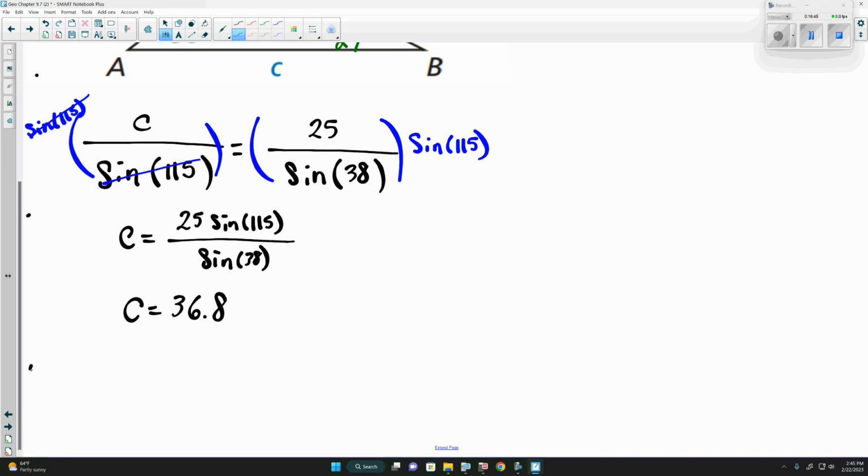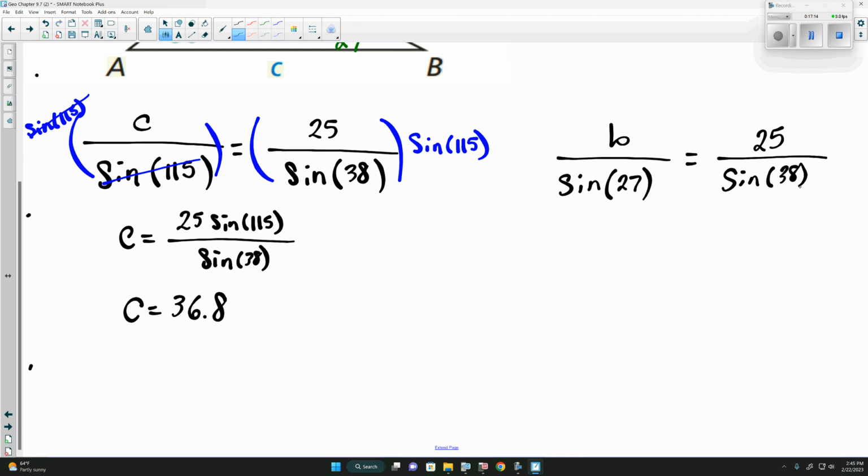Any questions on this here? Any questions on anything we've done so far? We still need to solve for side length b, yes? So we have b over sine of the angle opposite, or sine of B. Well, b is equal to 25 over sine of 38.